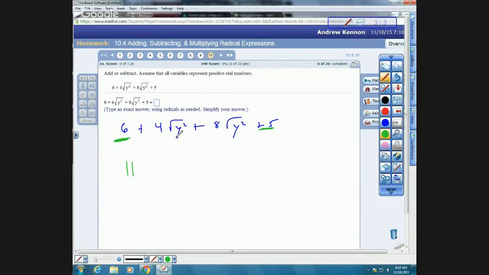Here, the square root of y squared becomes what? The y comes out, so that becomes 4y. Same thing here, the y comes out, so that becomes 8y. So now I could put 4y plus 8y together, and I get 11 plus 12y.